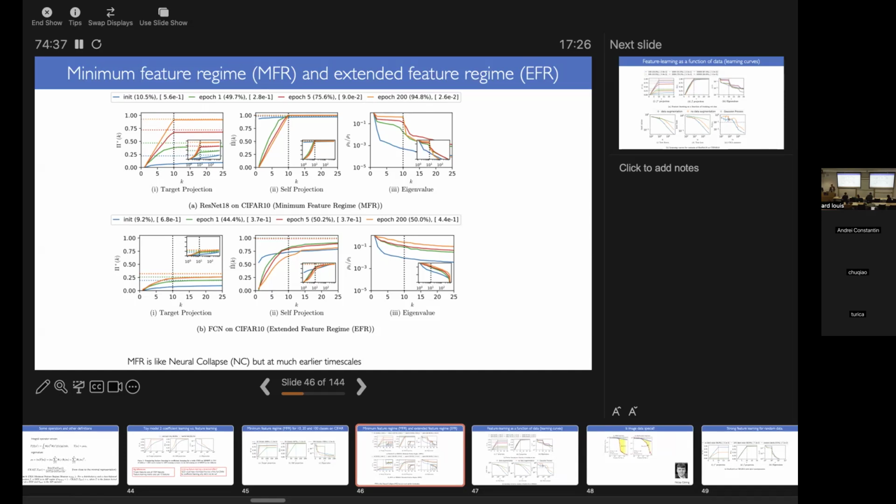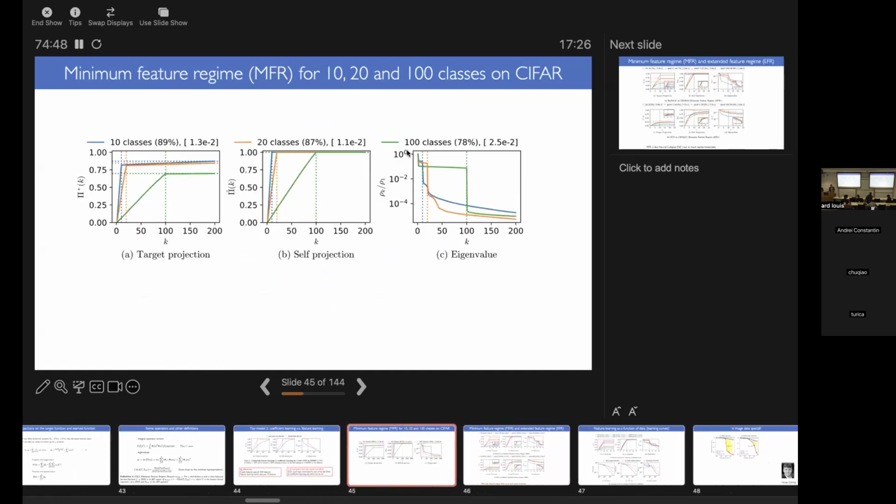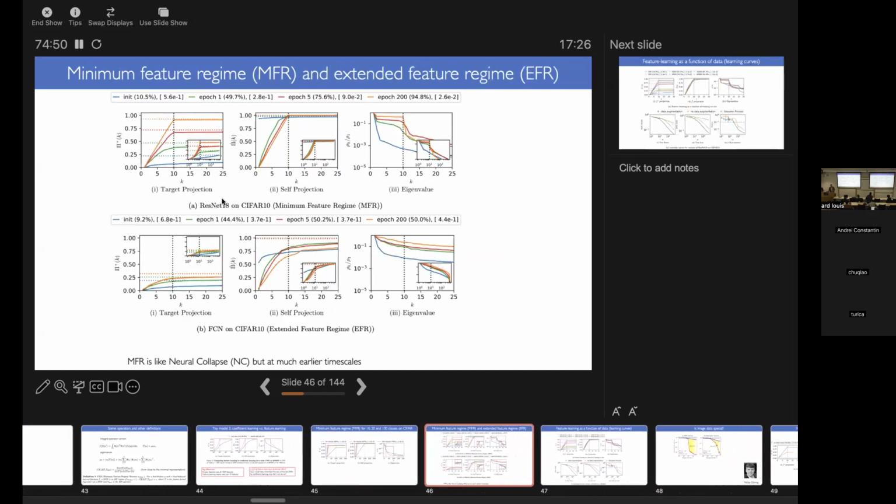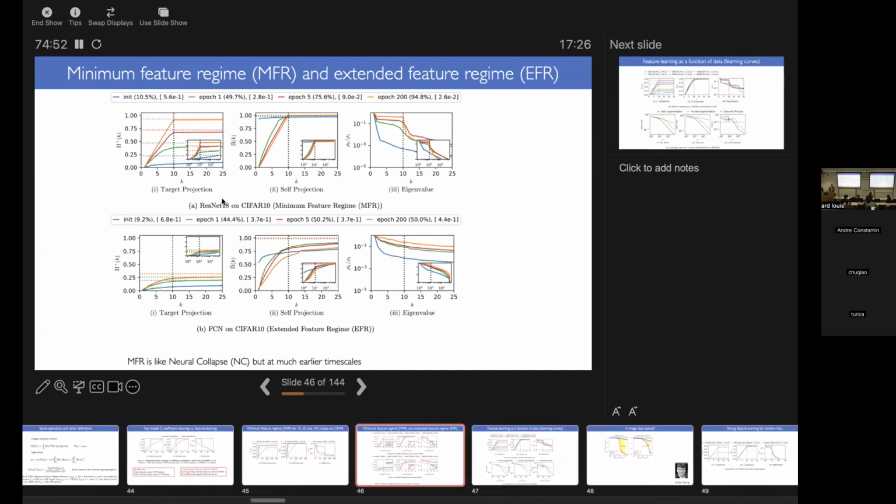And why does it not use its eigenfunctions, its features at initialization? Is the number of minimal features equal to the number of classes? Yeah. So what you saw here, 10 classes, 20 classes, 100 classes, it always picks exactly the number of classes, which is the minimum it can do.